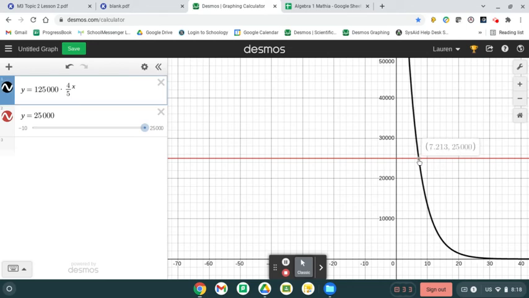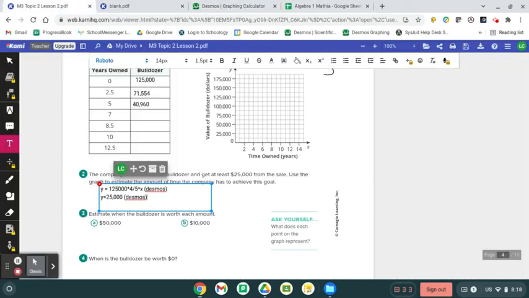And we see where they cross, and it crosses at about 7.2. So after you find that in Desmos, see where it crosses to find the x. And x equaled around 7 years. So that's how you would do that.